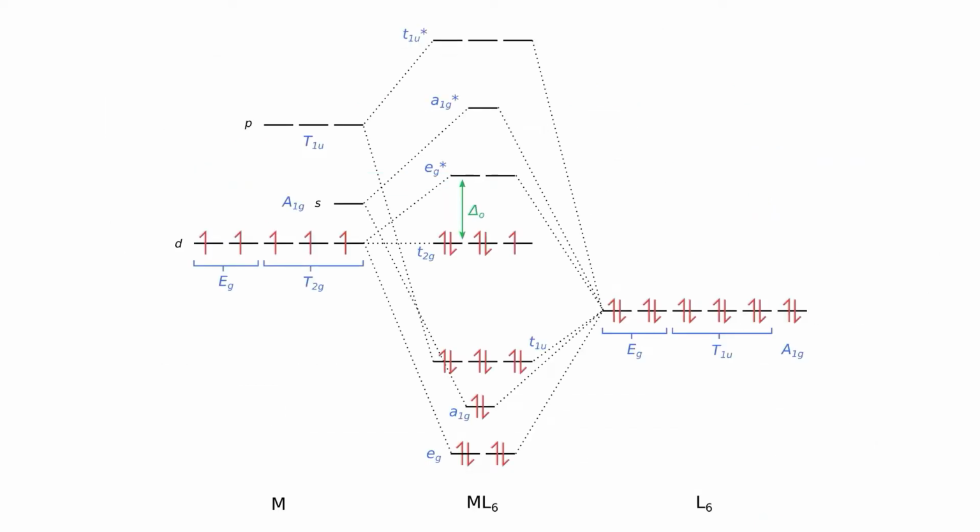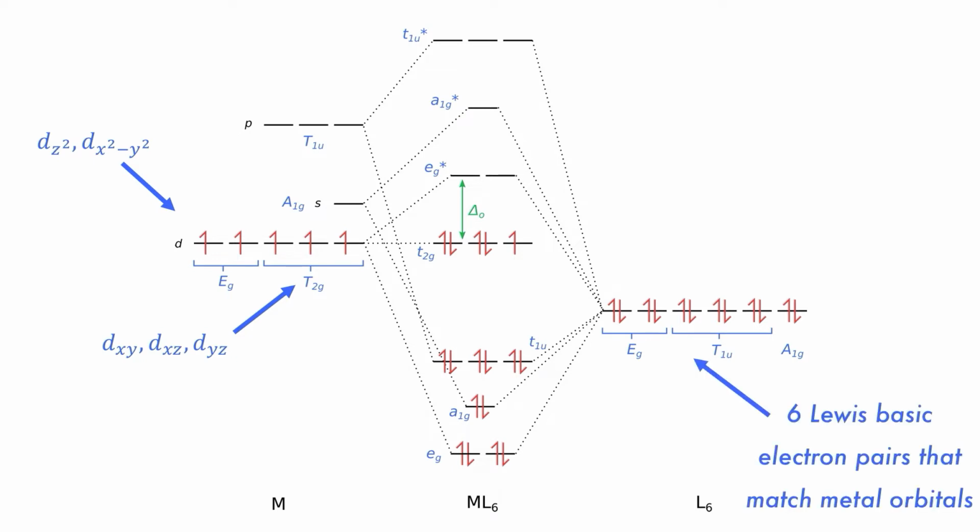Here is the molecular orbital diagram that was previously derived for an octahedral complex. On the left is the metal with the s and p orbitals being higher in energy than the d orbitals. The d orbitals have two types of symmetry: the Eg set of dz squared and dx squared minus y squared, and the T2g set representing the dxy, dxz, and dyz orbitals. On the right-hand side are the 6 pairs of Lewis basic electron pairs with symmetries Eg, T1u, and A1g.